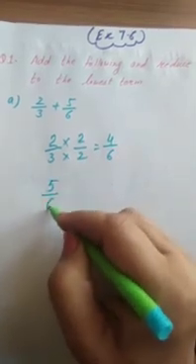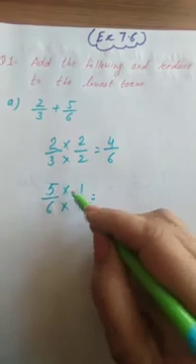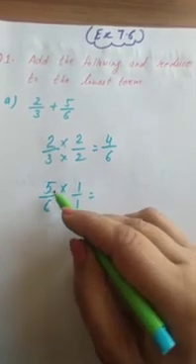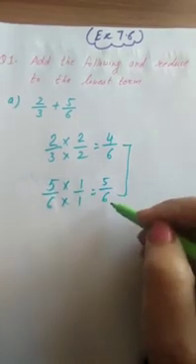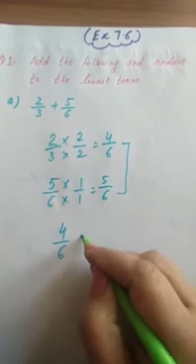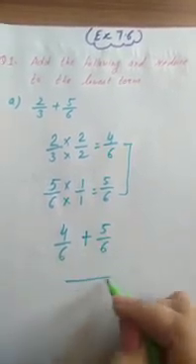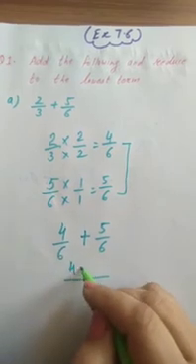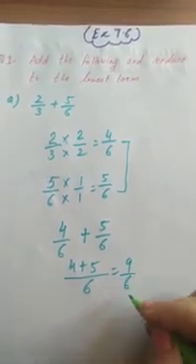So we just multiply with 1 so that its denominator can't change. 5 1s are 5, 6 1s are 6. Now you can see these both fractions are having the same denominator. We will add them. 4 by 6 plus 5 by 6. Take the denominator in common and just add 4 and 5. And you will get here 9 by 6.